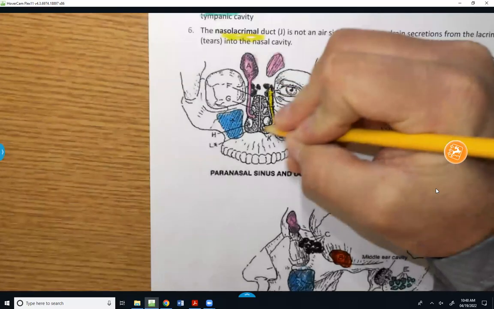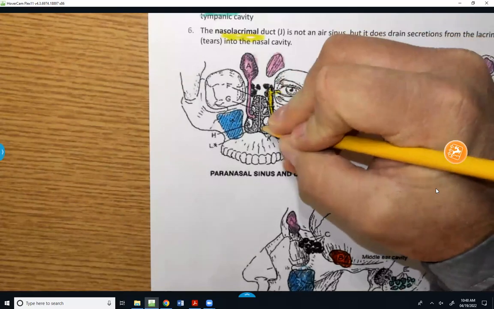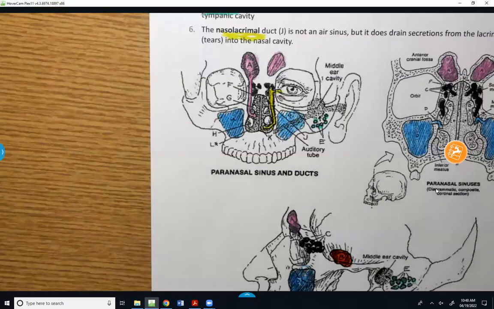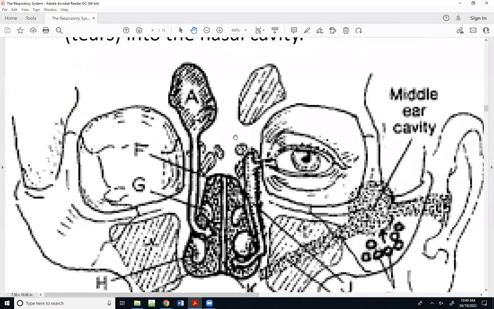The last structure, not a sinus, but it does connect to the nose, and it is visible in the image, and that is one of the two that's colored or visible here, and that's the nasolacrimal duct. It drains secretions from the lacrimal gland, in other words, tears, into the nasal cavity. So we've talked about all these. Some of them we didn't see, like the mastoids. I've never shown you pictures of those before, but I've talked about them. So any questions? All right, nothing else to color, so we'll close up shop there.